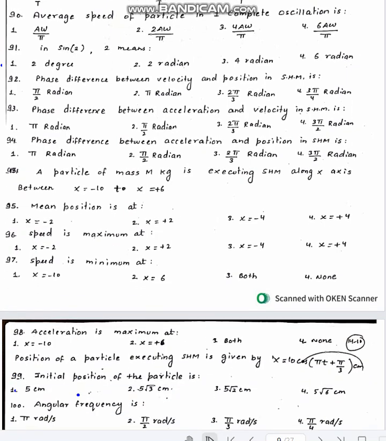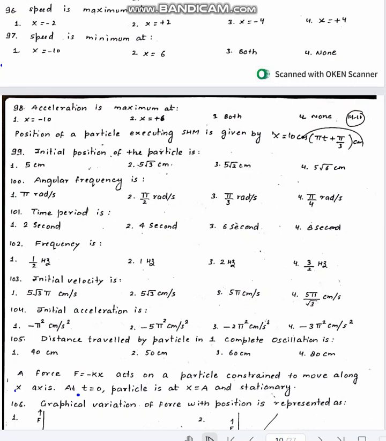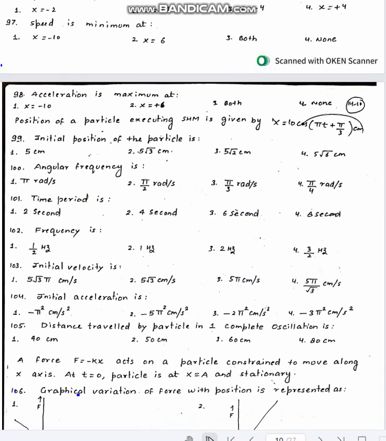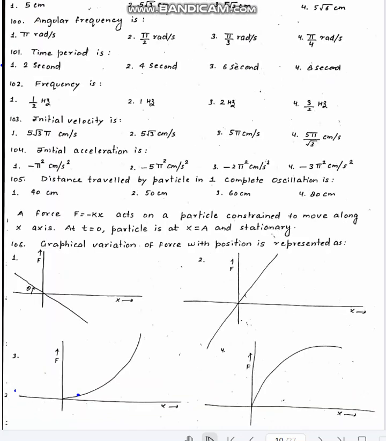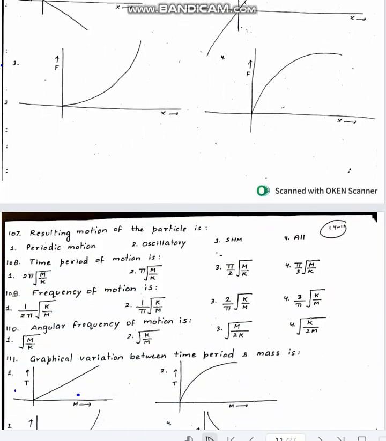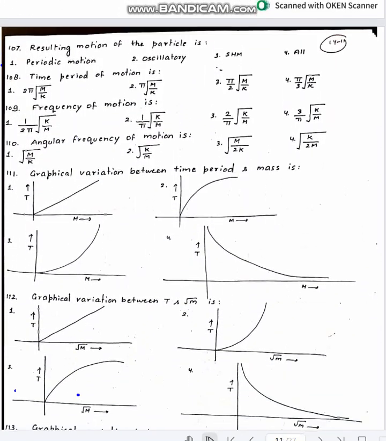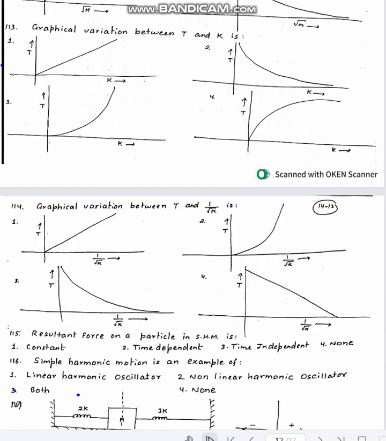Then we have phase difference. Then we have a numerical problem based on SHM, finding mean position, maximum and minimum speed, conditions for maximum acceleration. Then we have a numerical problem based on SHM. We need to find initial position, angular frequency, time period, initial velocity, acceleration. Then distance traveled by particle. Then we have a graphical based question on that. Then we have time period, frequency, angular frequency, graphical variation between time period and mass, time period and root m, time period and spring constant, then time period and 1 by root k.